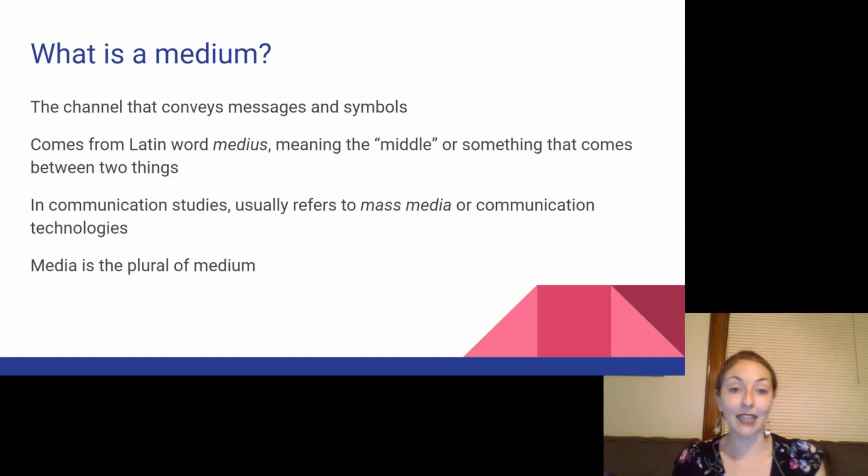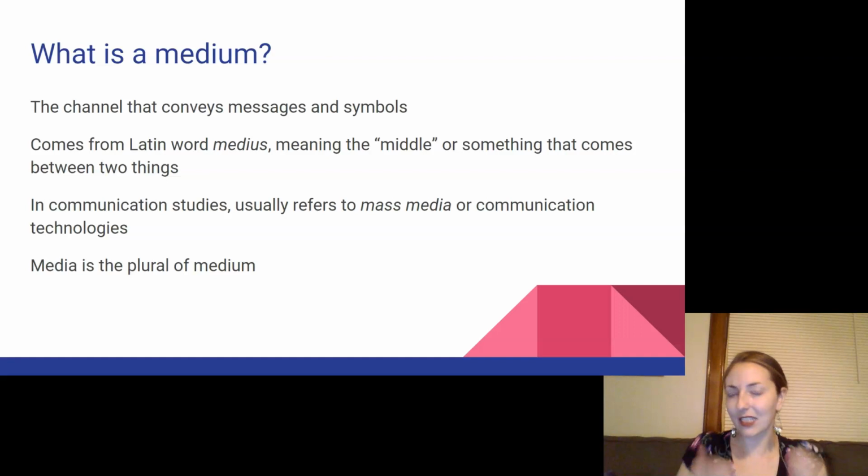Medium comes from Latin, meaning the middle, so just think about mediation as a kind of process where something comes through in the middle and might filter things a little bit. In communication studies, when we talk about media, we're usually talking about mass media or perhaps the mainstream national news media or something like that.